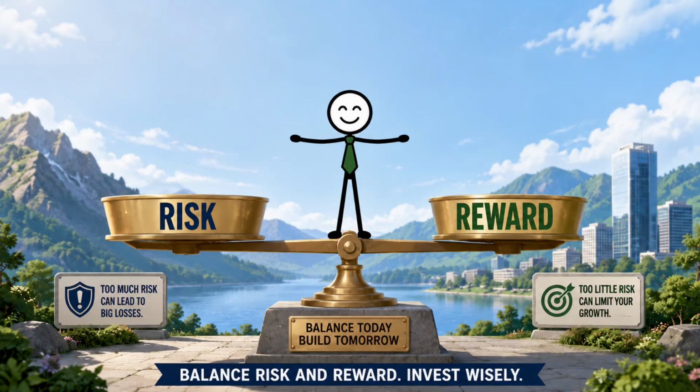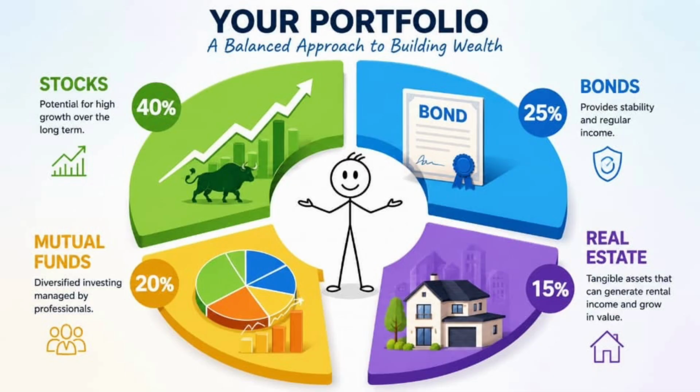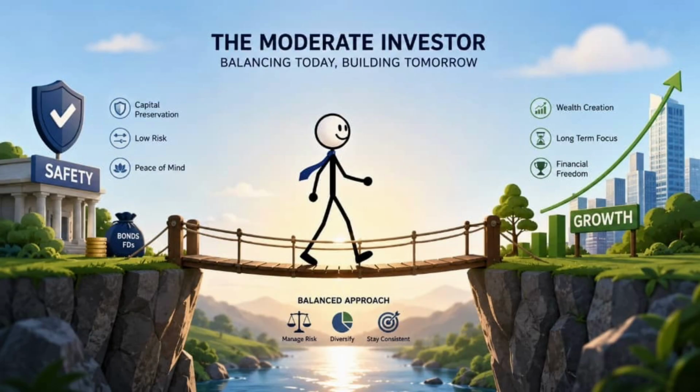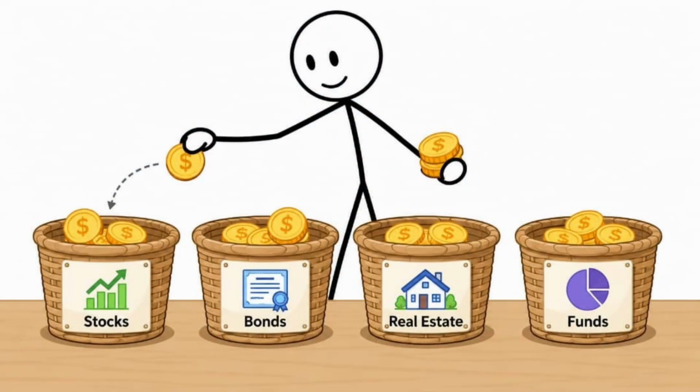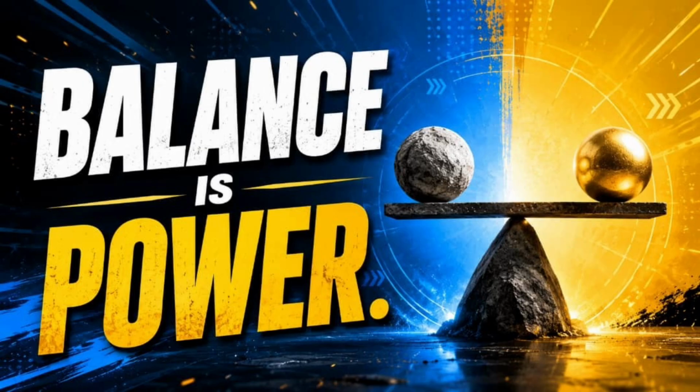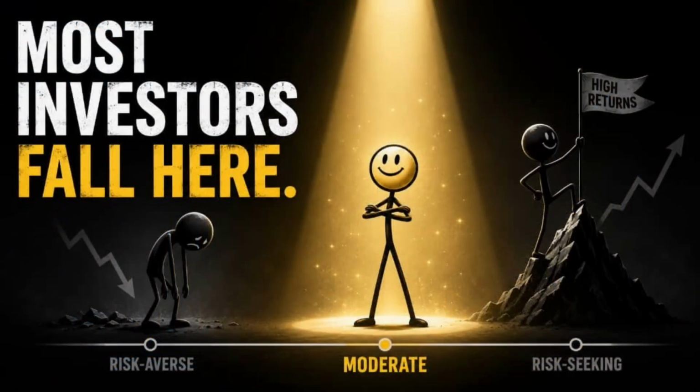The next is moderate investors, which can also be known as medium-risk investors. Now meet James. James wants to grow but doesn't want a heart attack. He takes some risk, but not reckless risk. He spreads his money across different investments like stock, bond, mutual fund and real estate, so that if one struggles, the others will help. Most successful investors fall into this category.